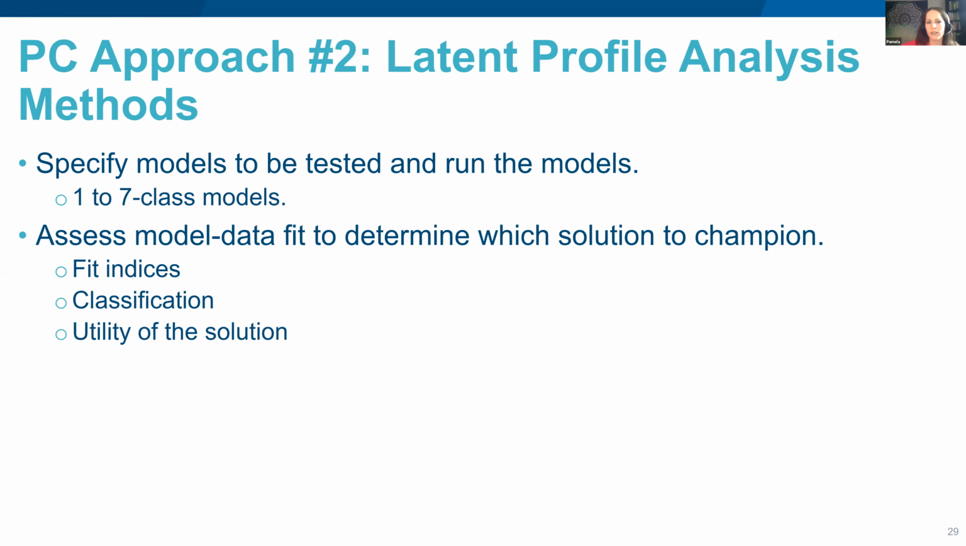We ran 1 through 7 class models. We did try to test models above that, and there were some convergence and stability issues, so we stopped after 7. And with mixture modeling, since it's model-based, you have some more fit indices you can look at that can help you decide which solution to go with. You can also look at classification, and of course, as with all of these, you want to look at the utility of the solution. So a bit more objective criteria are available with the latent profile analysis.